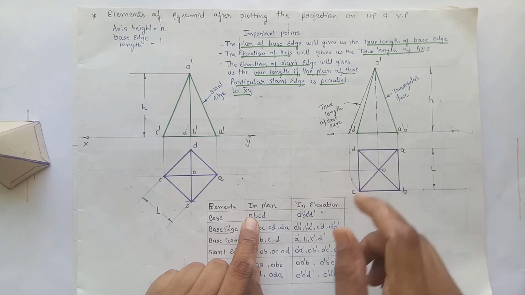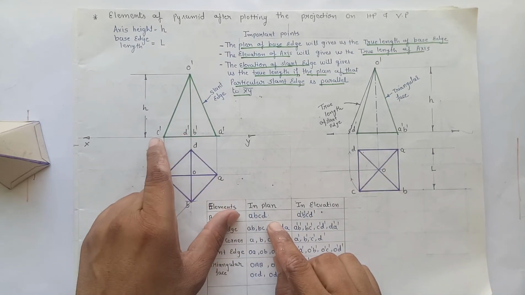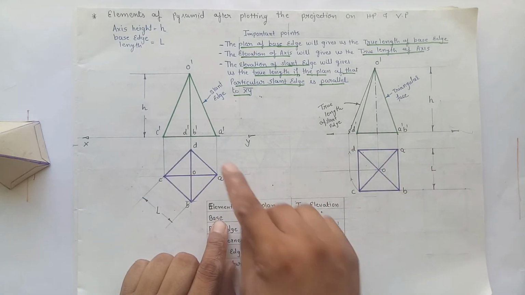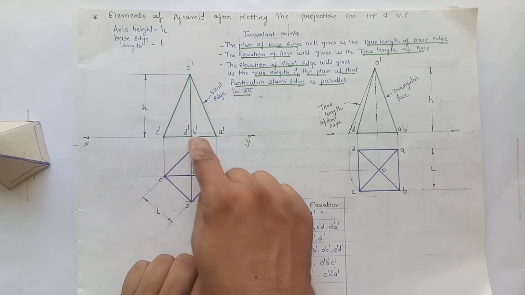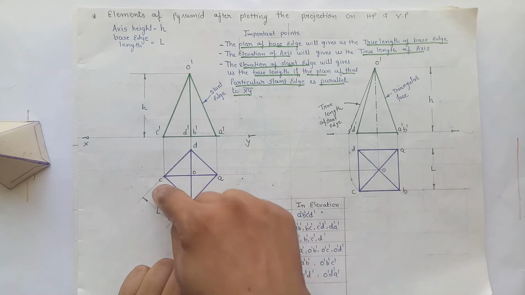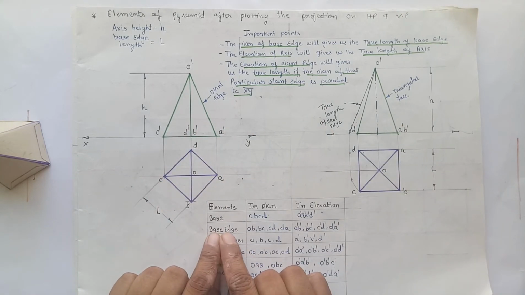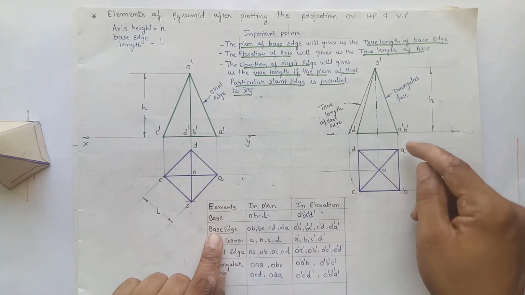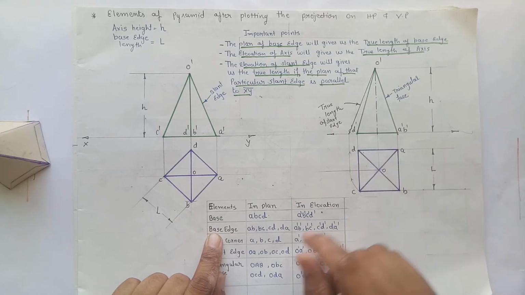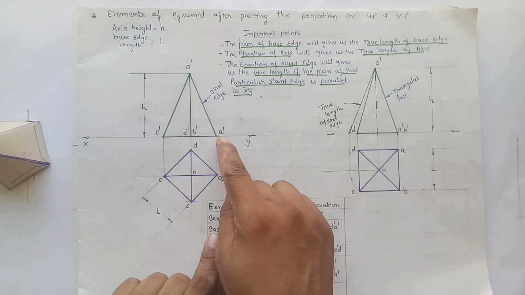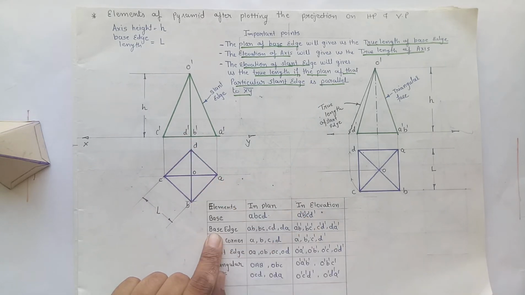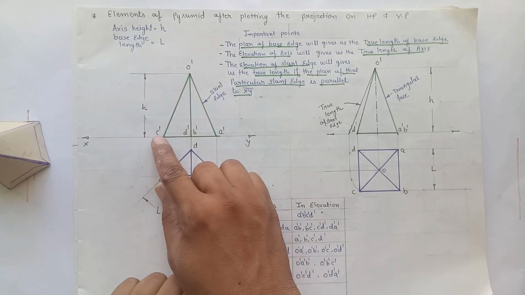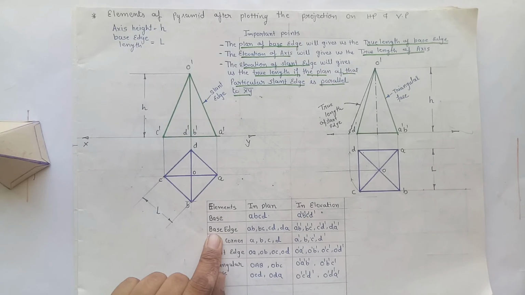Here also ABCD is the base in the plan, and A dash, B dash, C dash, D dash will be the elevation of the base. So A dash, B dash, C dash, D dash will be the base in elevation, and in the plan A, B, C, D will be the base. Now base edges: AB, BC, CD and DA are the base edges in the plan, and A dash B dash, B dash C dash, C dash D dash are the elevation of the base edges.